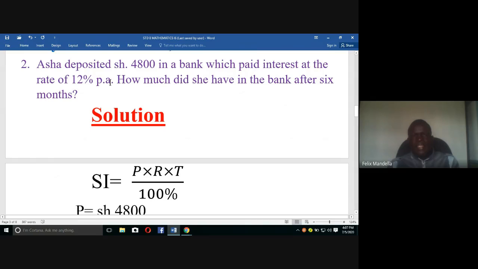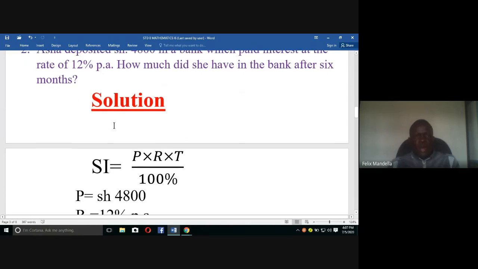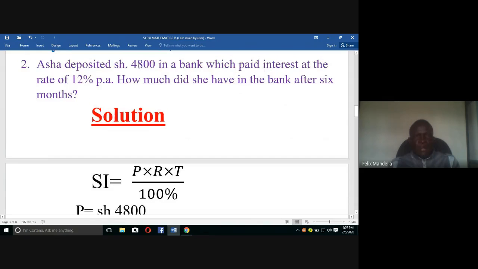Is it given in months? Is the rate charged per month or per annum? Be very careful. So in this case, we are going to have a deposit. The deposited amount of money was 4,800, which is the principal. The rate is 12% per annum. Then time is 6 months.